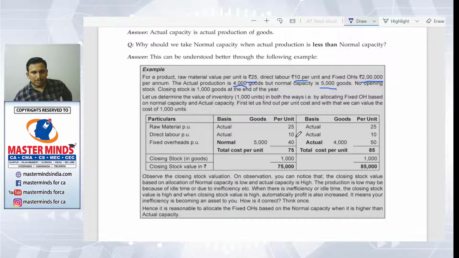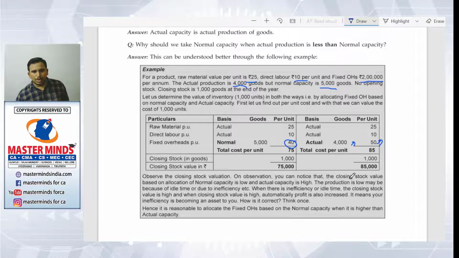That means based on 5,000, the cost per unit to be taken is 40. Now, why have they given two situations, sir? If at all we take the actuals, now what will happen? Cost will increase. That is wrong. Like that, the explanation is given later. Just observe the closing stock valuation.